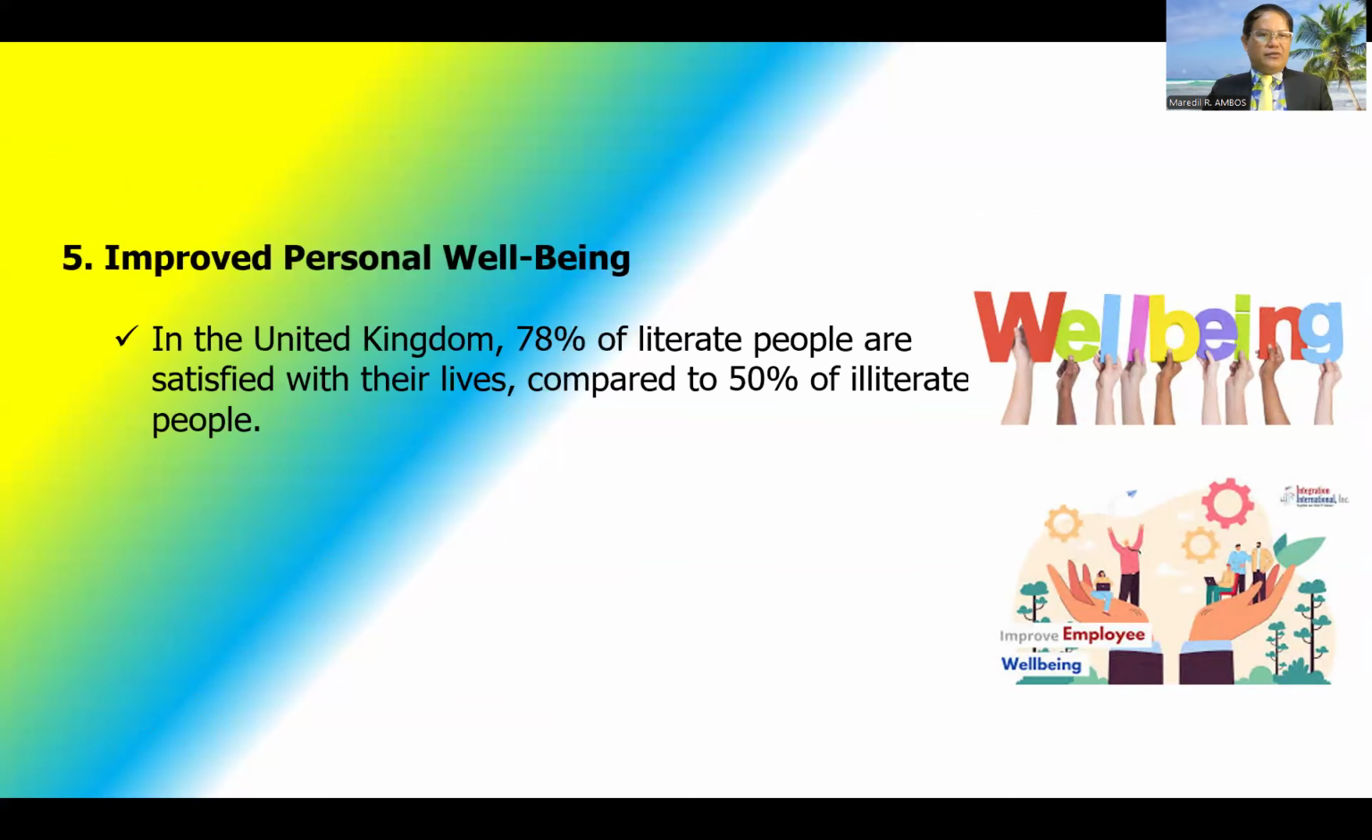And number five is improved personal well-being. I like this one. In the United Kingdom, for example, 78% of literate people are satisfied with their lives, compared to 50% of illiterate people. So that's the first thing that we need to do when we are literate: we need to improve our personal well-being.